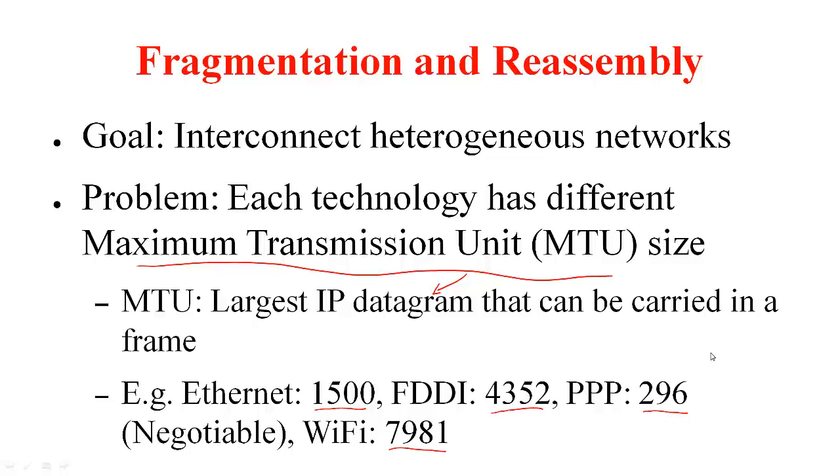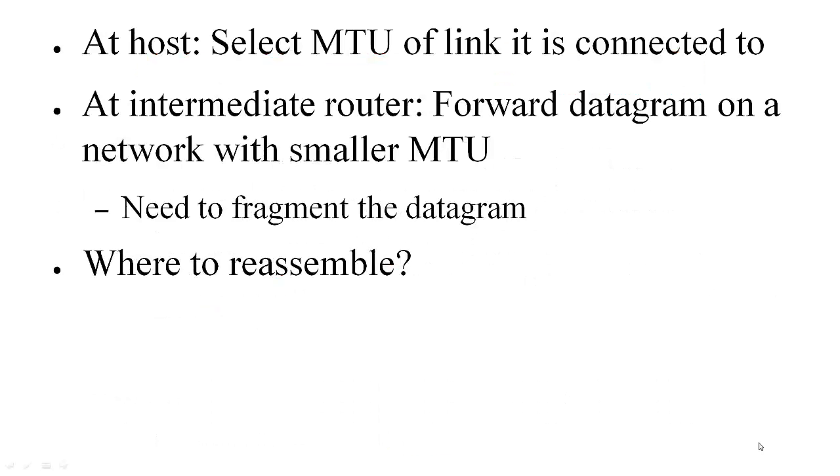Do you think it has any idea of the path that is going to be taken by this particular datagram, and thereby know what the MTU sizes of the individual technologies along the path are? In which case, what should the source do? So it makes sense for a host to select an MTU of the link it is connected to. For example, if it is attached to an Ethernet, it should choose an MTU size of 1500.